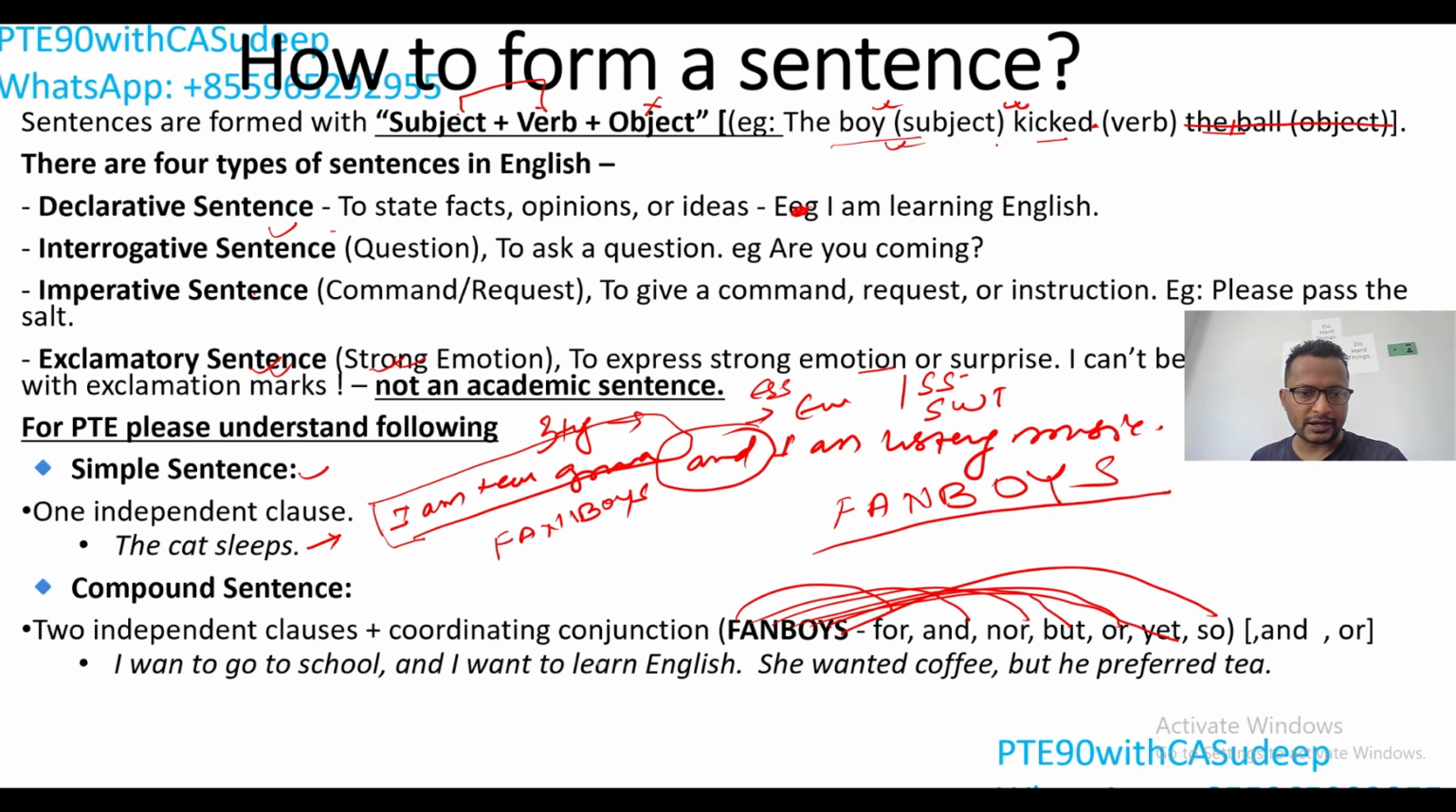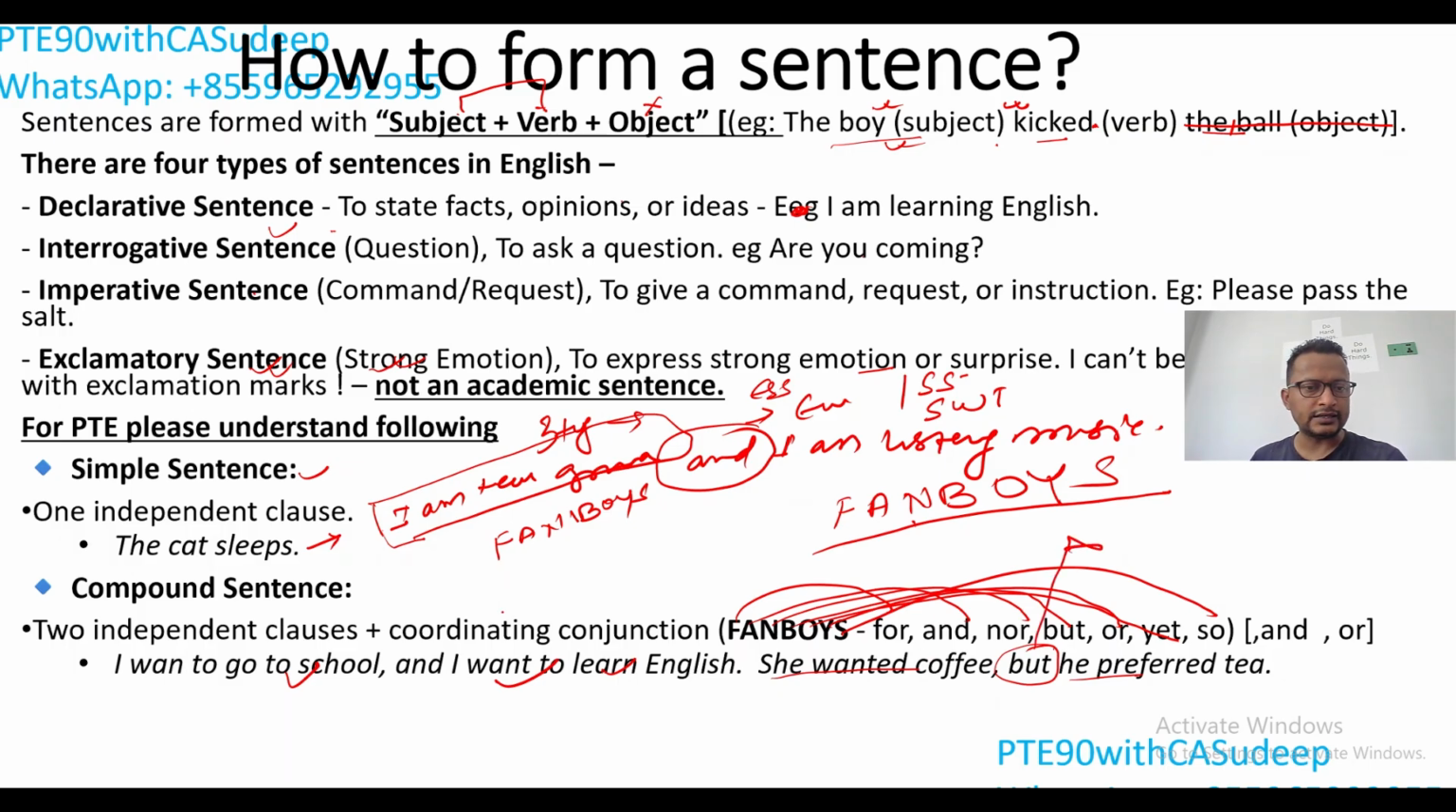So for example, "I want to go to school and I want to learn English." See, this is one independent sentence, and this is another independent sentence. You put FANBOYS in between, and then it becomes a compound sentence. "She wanted coffee, but she preferred tea." See, this "but" is a FANBOYS or coordinating conjunction. It shows the contrast, right?